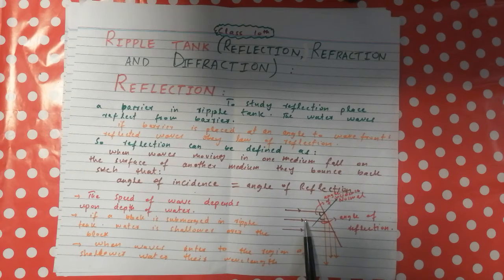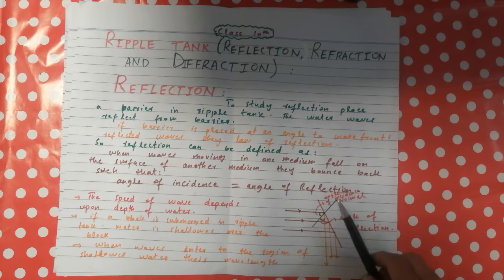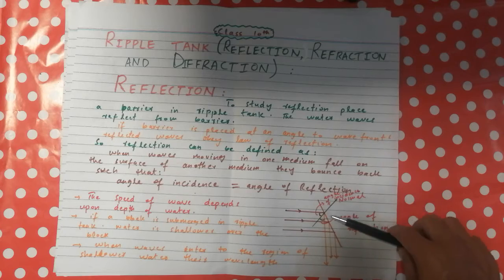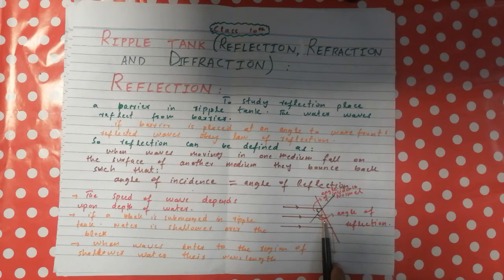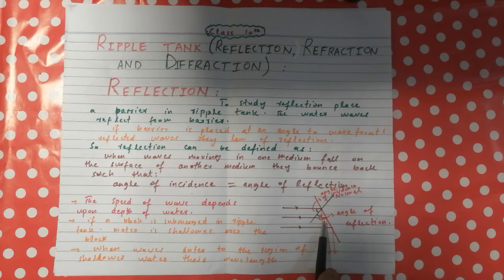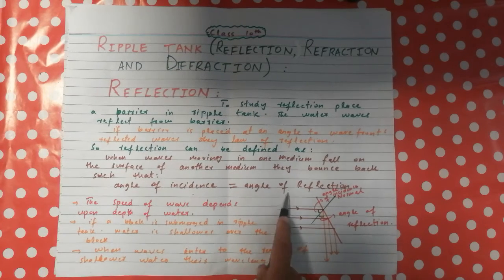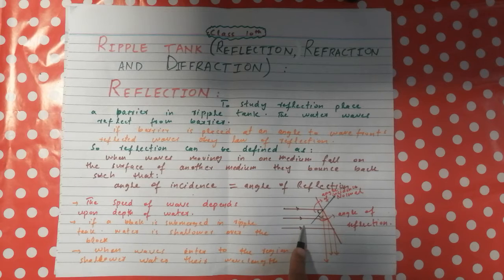Three water waves shown by brown lines 1, 2 and 3 are incoming from the right direction. When these water waves fall on this barrier, they reflect back, making an angle of reflection R. So we can say that the angle of incidence is equal to the angle of reflection for these water waves produced in the ripple tank. So the water waves after reflection obey the laws of reflection.